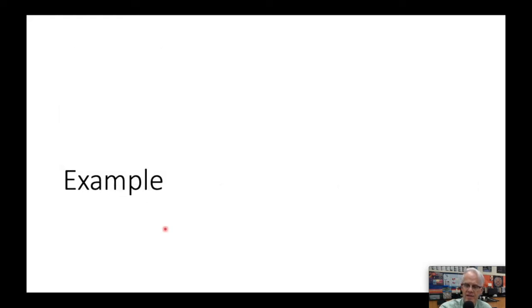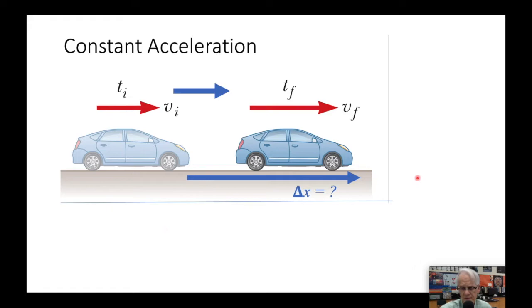Let's look at an example now. And this will show you how to become an expert physics problem solver. Once you read a problem that's been given to you, the first thing to do is to draw a really good picture of the situation with all of the variables labeled. So let's say I tell you that we have a car and it has constant acceleration.